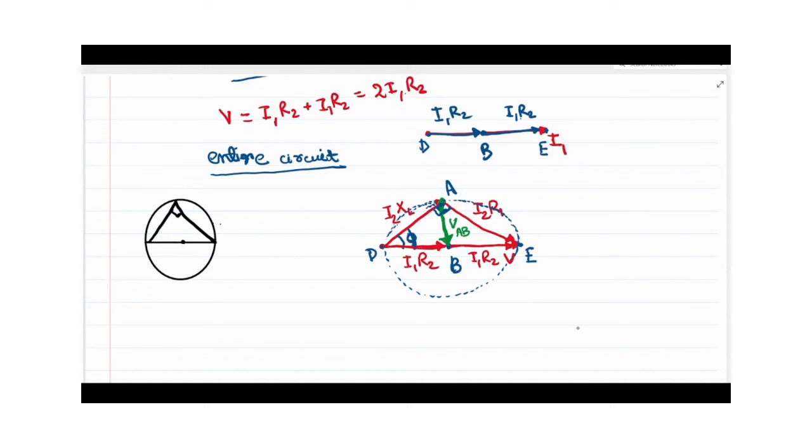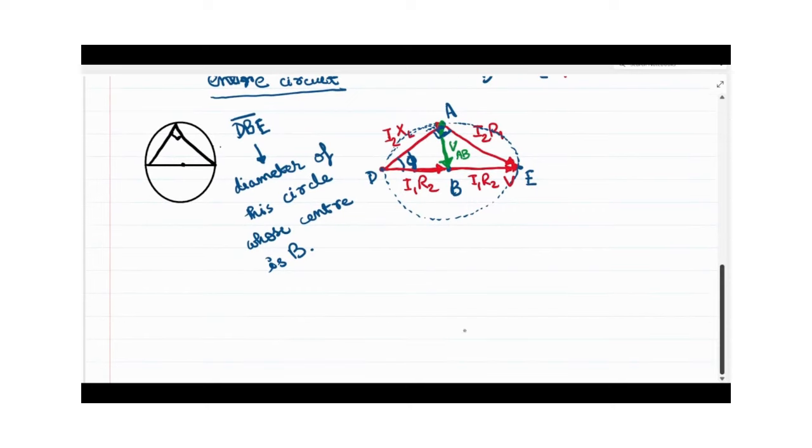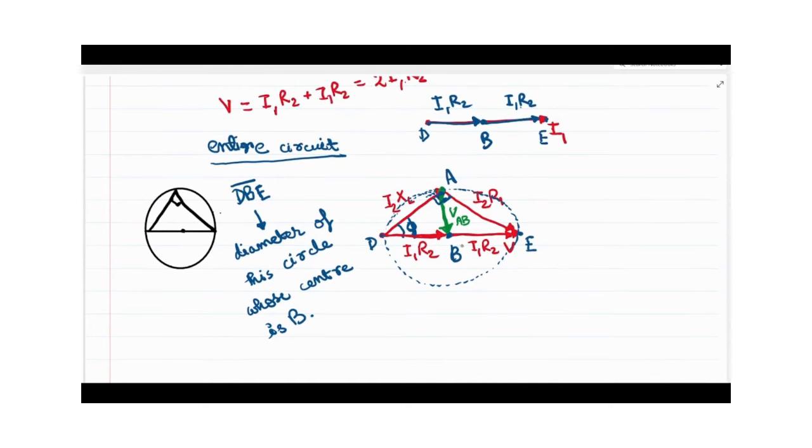And even more interesting than what we actually did here is that this line DBE is nothing but the diameter of this circle whose center is B. Now, clearly, if this is a center B, then we all know that these three lines AB, DB, and BE are all the radius of this circle, right?